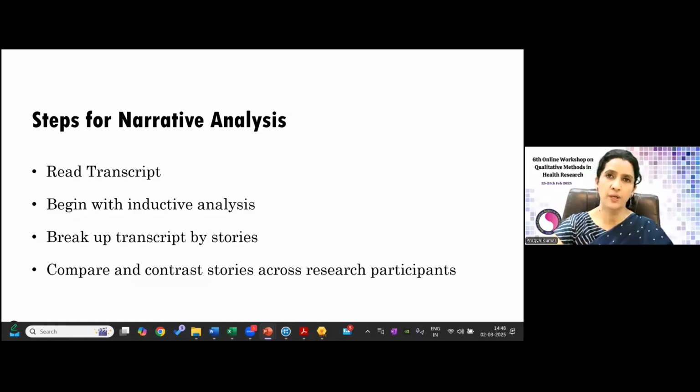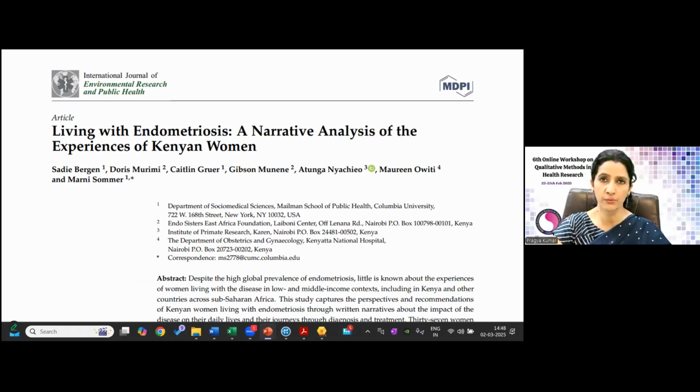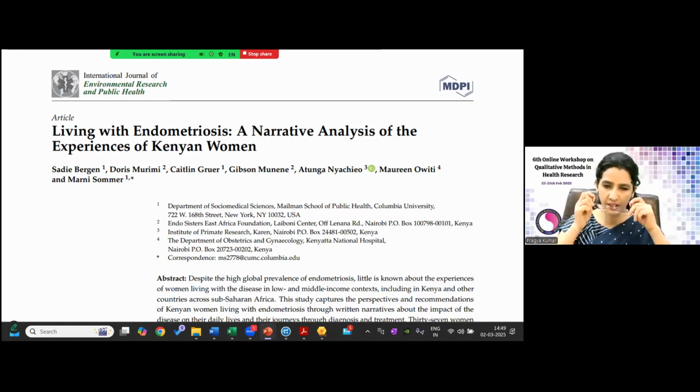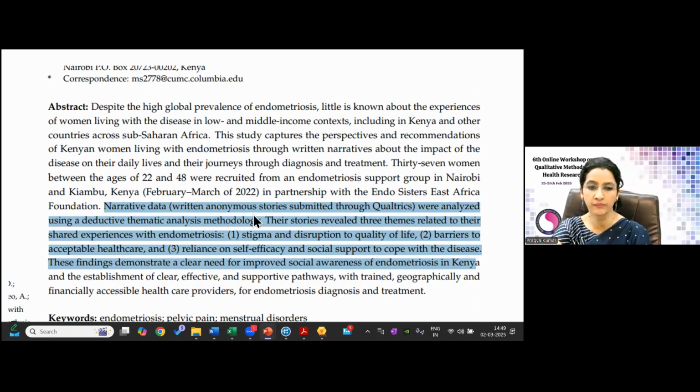This was one narrative analysis which I was going through yesterday when I was trying to search for a good example of narrative analysis. We will share this article with you, and as Dr. Ravi said, I'll share all the other articles also. Living with Endometriosis: a narrative analysis of experience of Kenyan women. They have written narrative analysis, but if you see, it was not a narrative analysis; rather they have done a thematic analysis. They have just written it like narrative data, which they collected through Qualtrics.